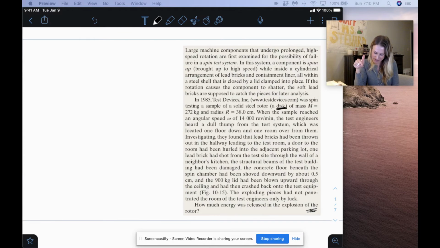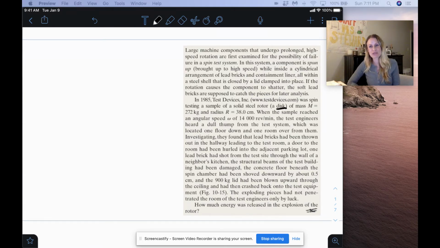The concrete floor beneath the spin chamber had been shoved downward by about 0.5 centimeters, and the 900 kilogram lid had been blown upward through the ceiling and had then crashed back into the testing equipment. The exploding pieces had not penetrated the room of the test engineers only by luck. How much energy was released in the explosion of the rotor?